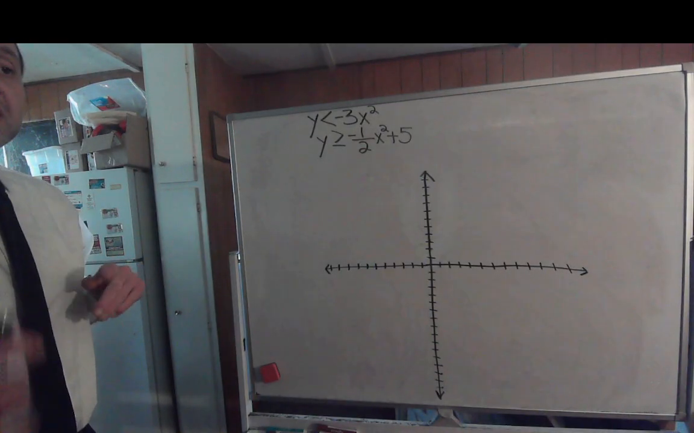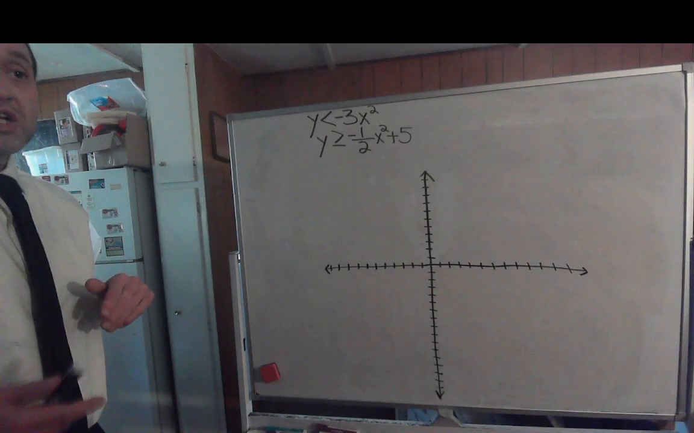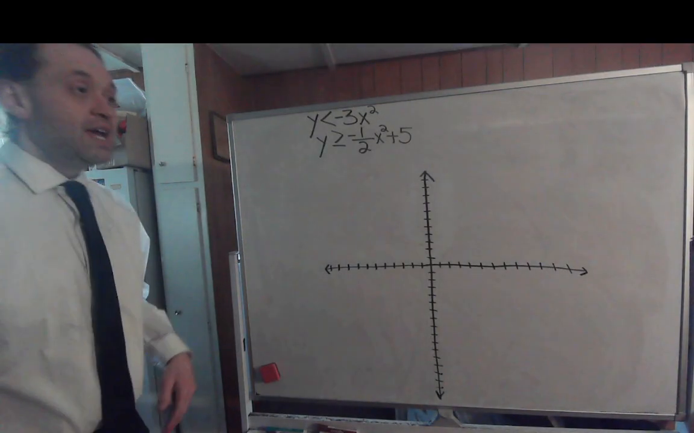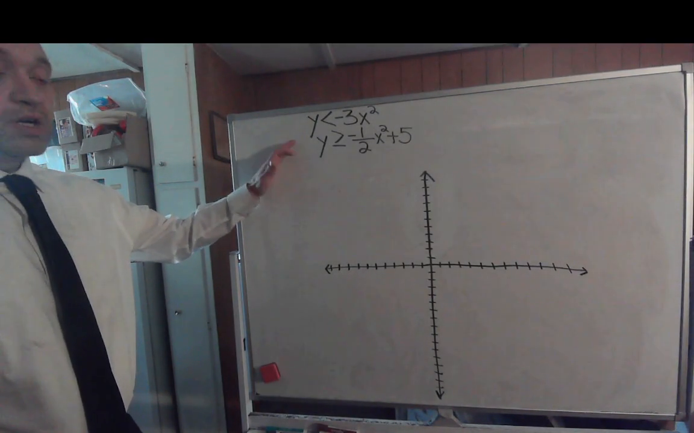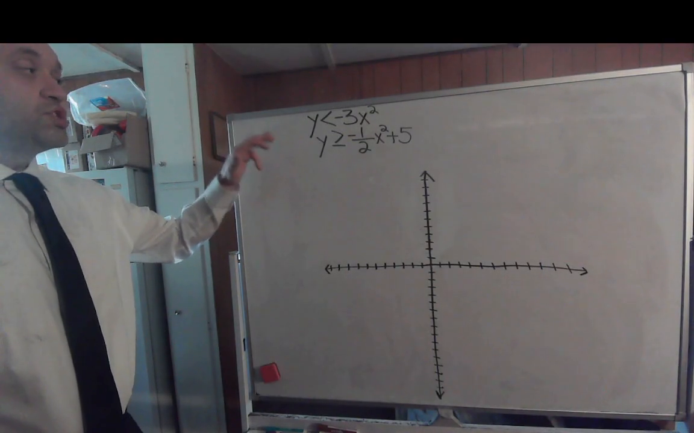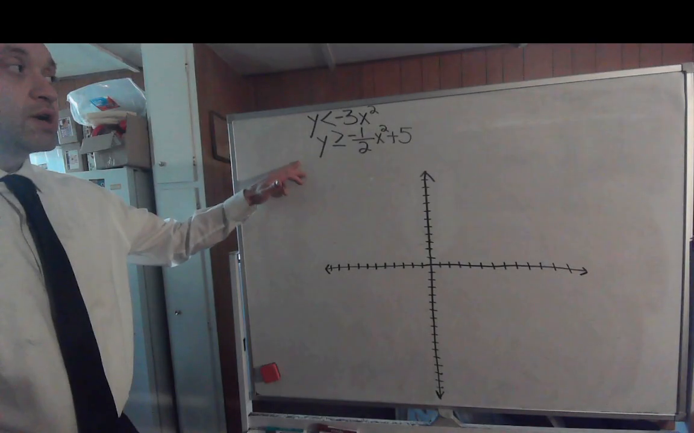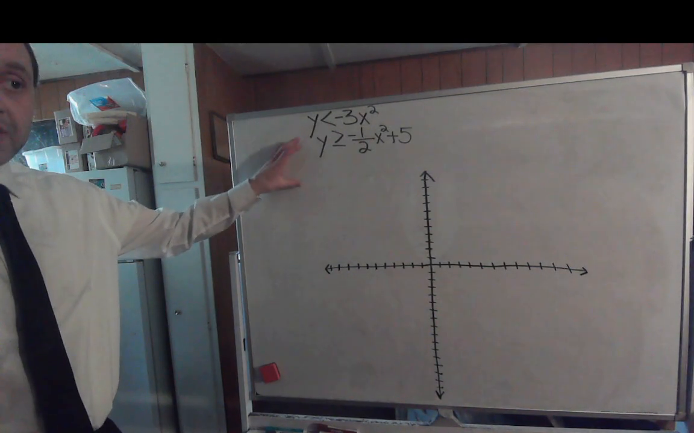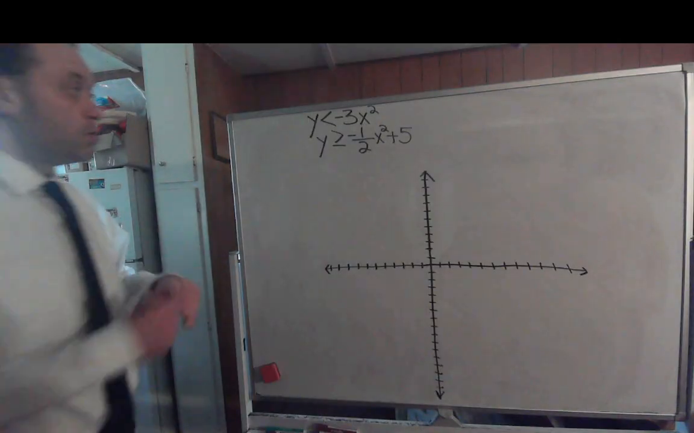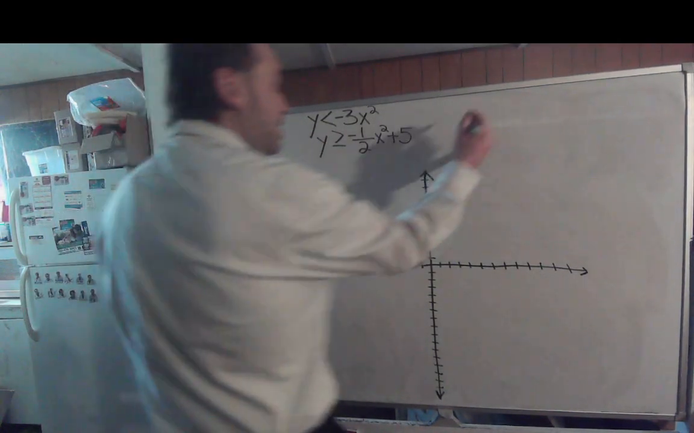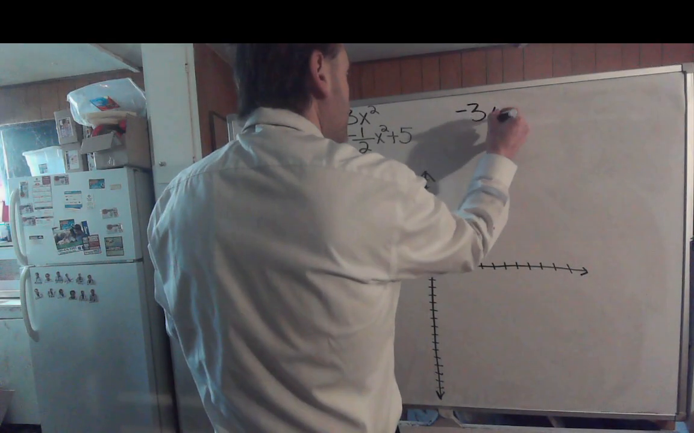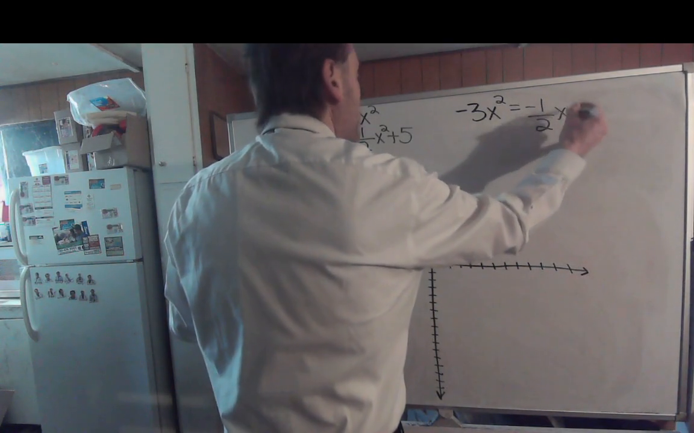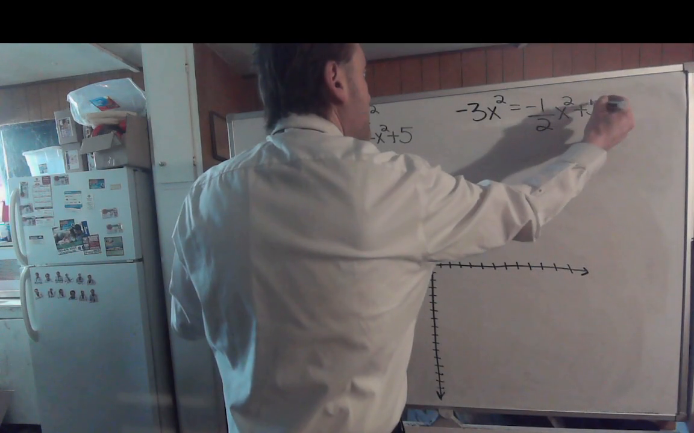Remember yesterday we did a lesson on solving systems of quadratic equations? That principle kind of comes into play here. We want to get any points where these two quadratic equations, where these two parabolas would possibly intersect. So you're going to treat these as if they're equal for a second. So take that negative 3x squared, set it equal to negative half x squared plus 5.